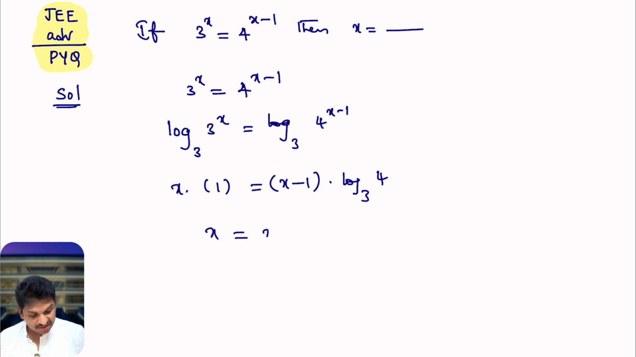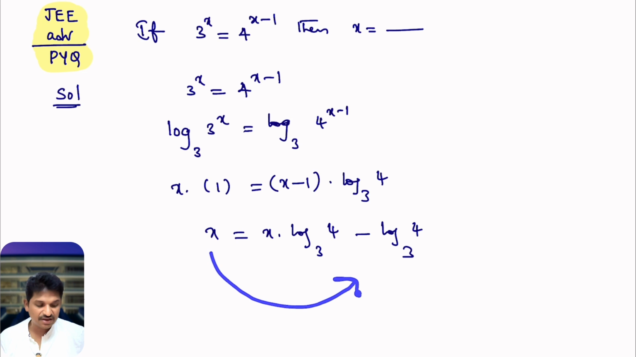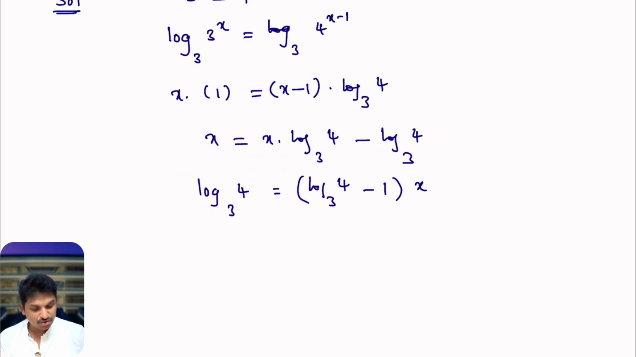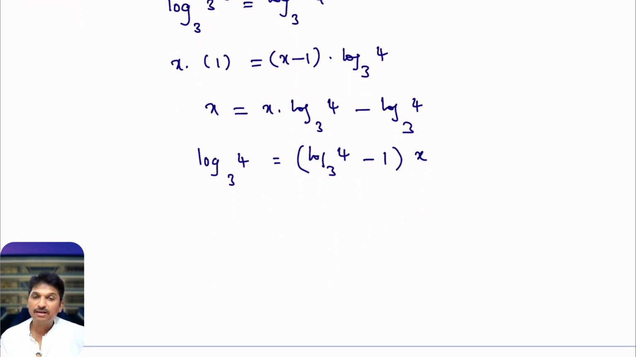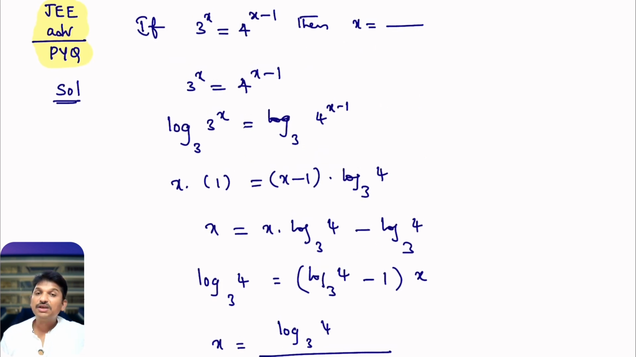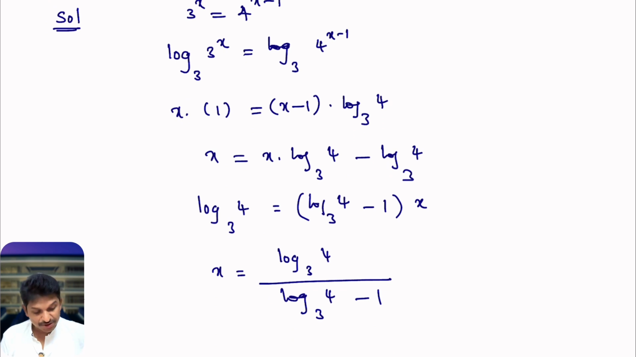Now what I'll do here: x into log 4 base 3 minus log 4 base 3. I'll take this x to this side and take x common from these two. So you will get log 4 base 3 equal to x common, log 4 base 3 minus 1, into x. Actually you need to calculate the x value. What is the x value from this? The x value is log 4 base 3 divided by log 4 base 3 minus 1. So from the given options, you need to choose this option, right?